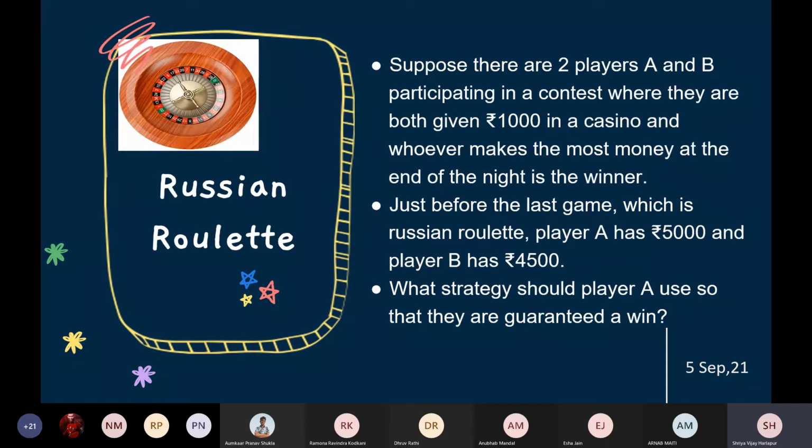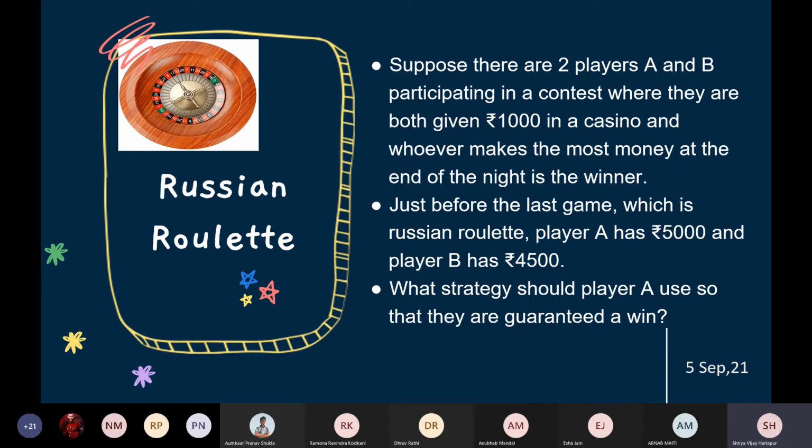So the second is a little bit interesting. What happens is there are two players who are given, say, 1,000 rupees, and they're put in a casino, and they say, okay, you guys have to play the same games together. So whether you go and play blackjack or poker or whatever, play the same games together. And at the end of the night, whoever makes the most money is the winner, and they get some sort of prize or something, or they get to keep the money, whatever.